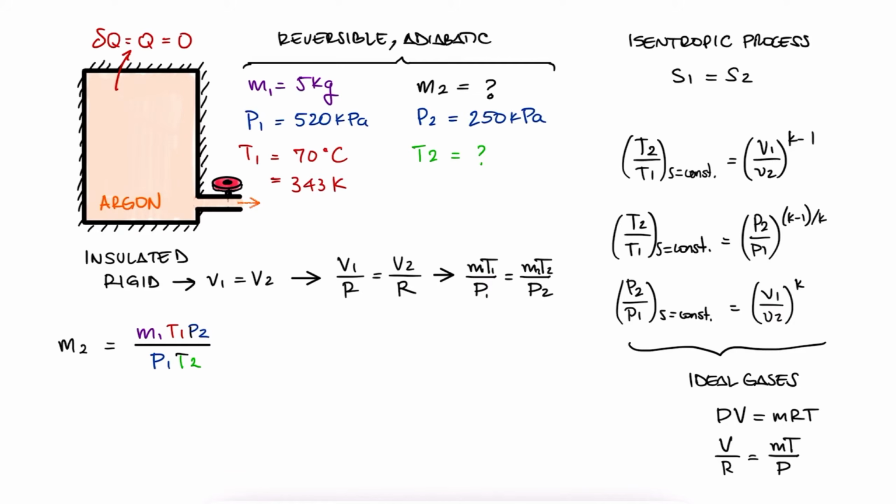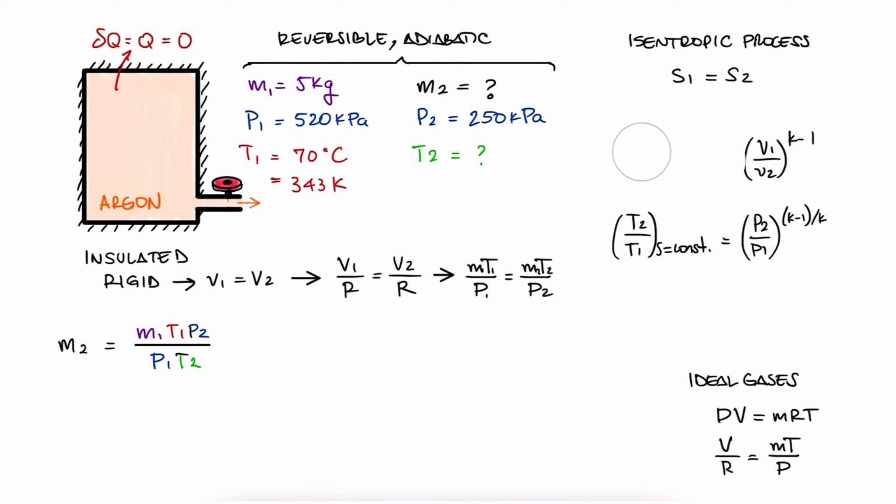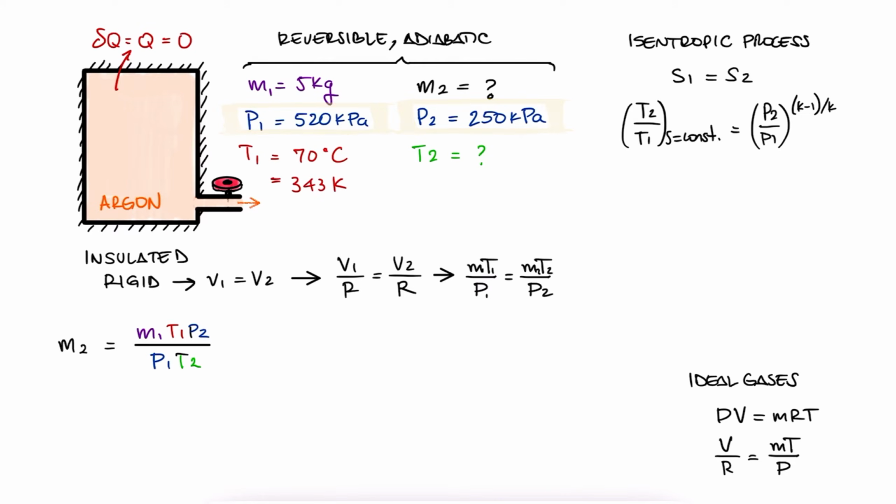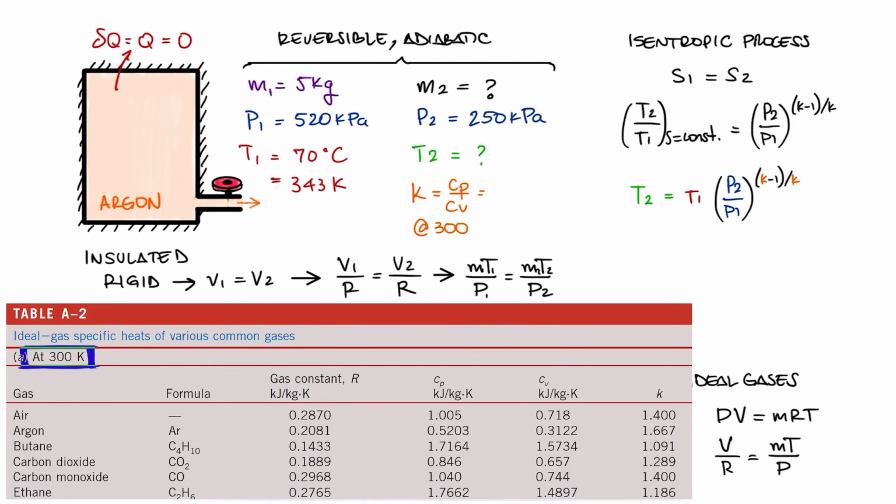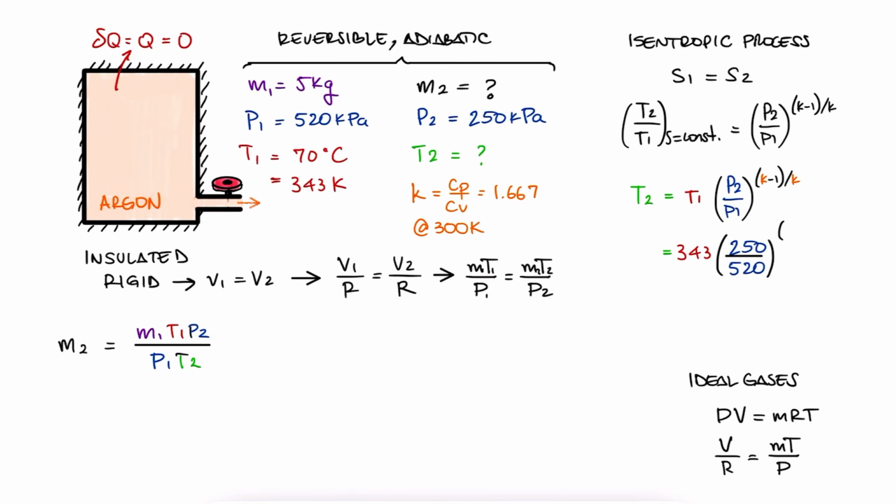This means that the relation that we derived in the main lecture video that we need here is the one that relates temperatures and pressures, because we do have the pressures. From this expression, we solve for T2 and notice that we need the k ratio, Cp over Cv. Since we don't know what the final temperature is going to be, we can assume 300 Kelvin for now to get k, and substitute the values with T1 in Kelvin to find T2.